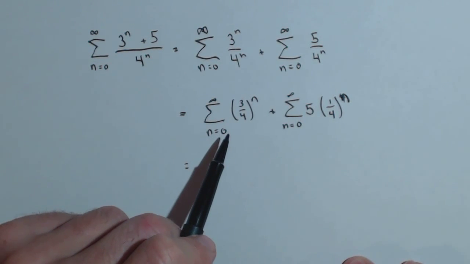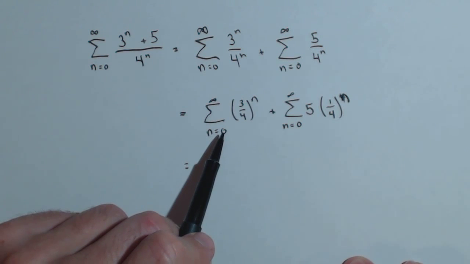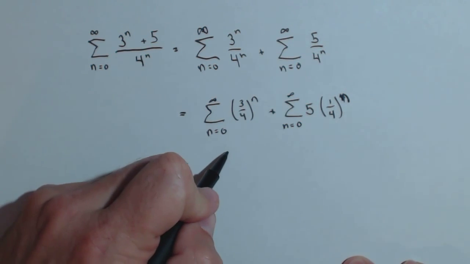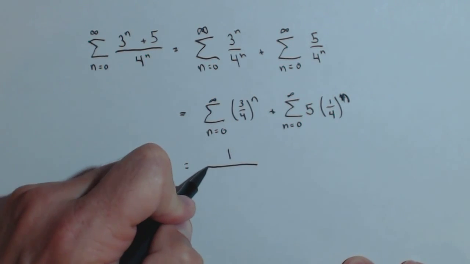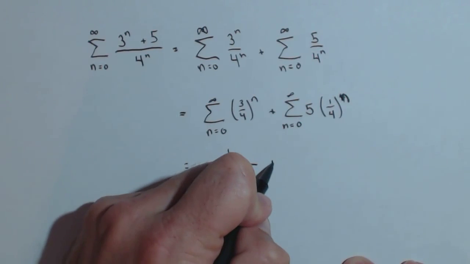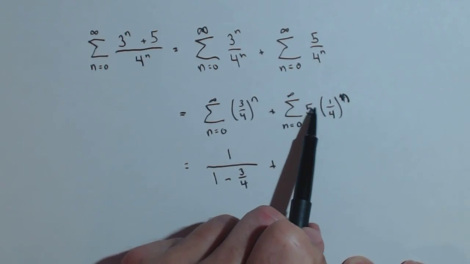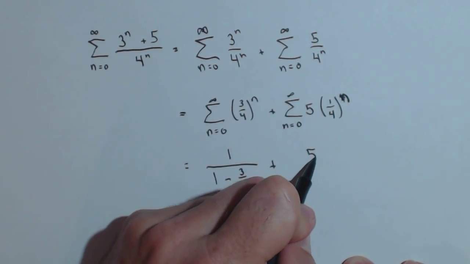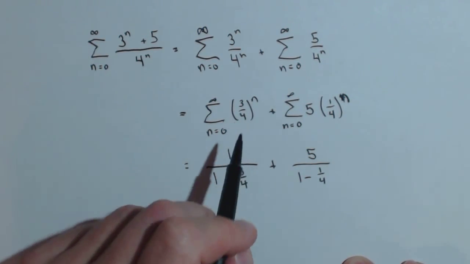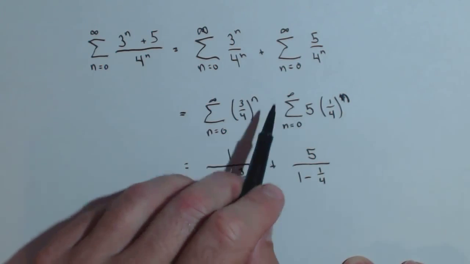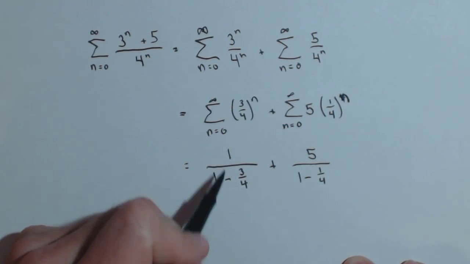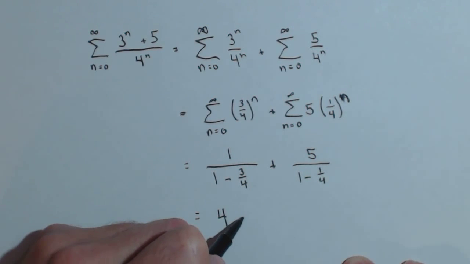And the biggest thing from this point on is you just got to be careful about what your first term is. In this case, since we're starting at 0, plugging 0 in gives me 1 as the first term there, over 1 minus the common ratio, which is 3/4. Plus, now this one, the first term is going to be 1 times 5, or 5, over 1 minus 1/4. But if this were a 1 or a 2 or a 3, you'd need to make that adjustment. 1 minus 3/4 is 1/4. 1 divided by 1/4 is 4.